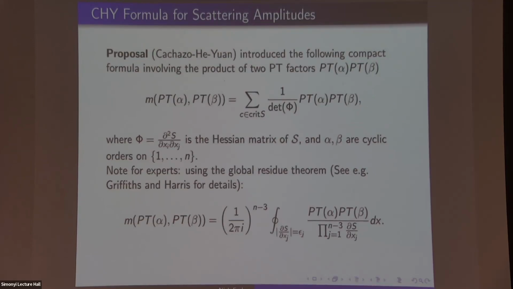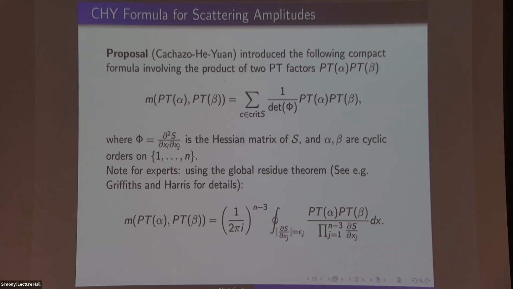So just a note for the experts, a bit of complex algebraic geometry: you can rewrite this as a multivariate residue theorem. You can read in Griffiths and Harris in this way. Take a polydisk about the derivatives of the scattering potential. You divide by the product of all of the first derivatives and by 2 pi i to the n minus 3. And that's just another way to write the same thing by the global residue theorem.